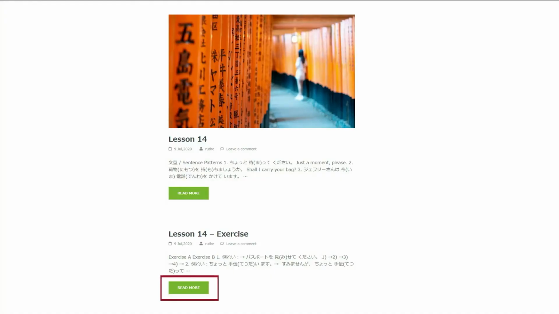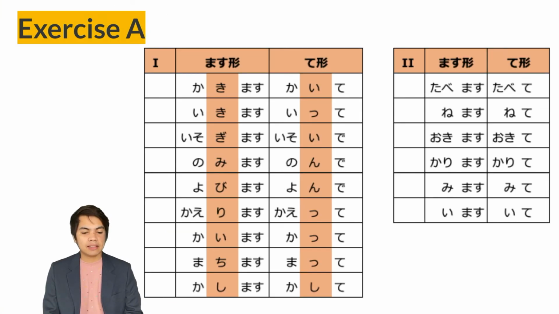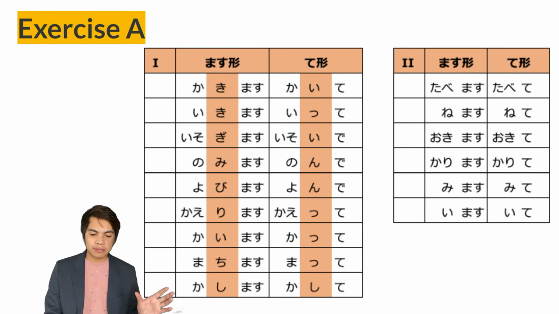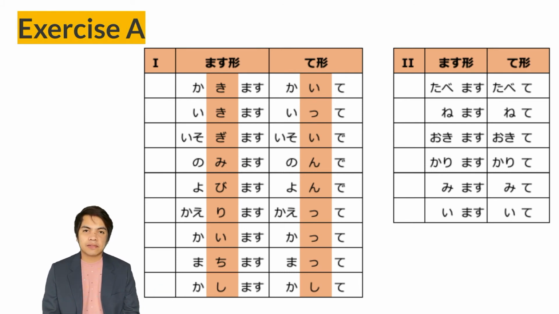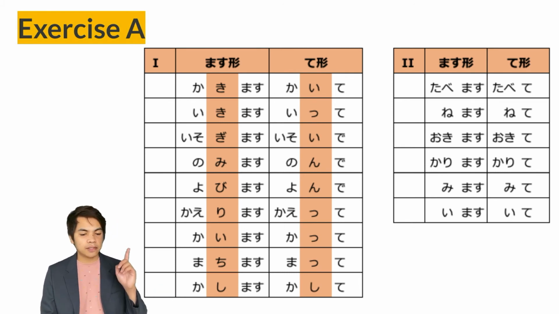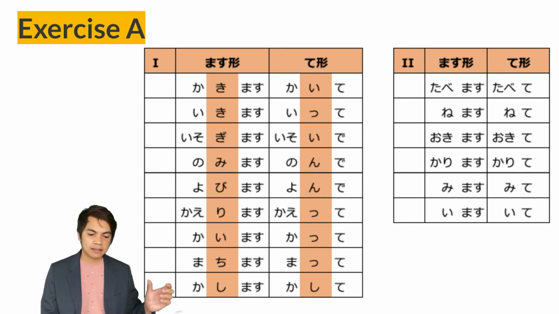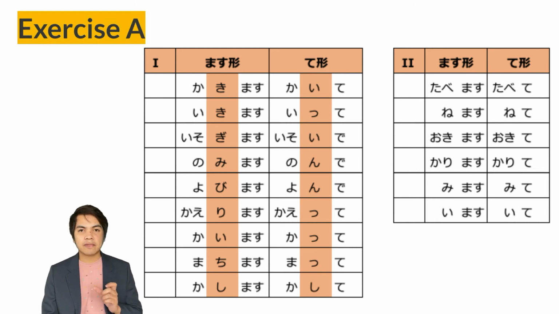Lesson 14, exercise A. So now once again, let's learn how to conjugate the verbs into te form. So let's start from the group 1 verbs. The first verb is kakimasu. Kaki, replace ki with ite, kaite. Next line, ikimasu. So remember that ikimasu is an exception. The te form of the verb ikimasu, to go, is itte.